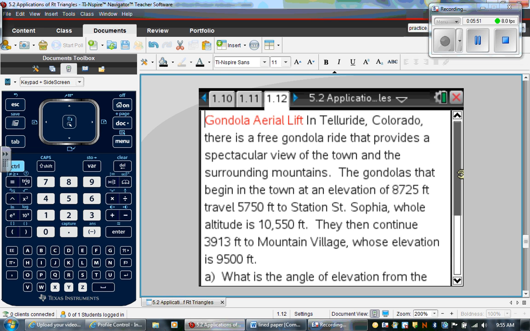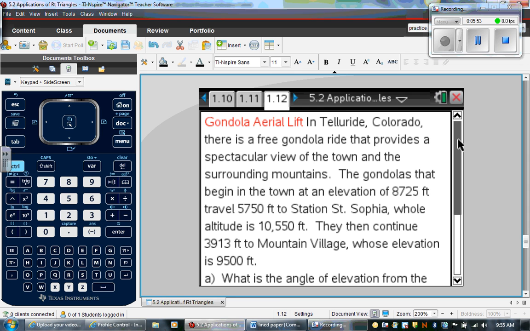All right, so let's look at our next example. Gondola aerial lift in Colorado. There's a free gondola ride that provides a spectacular view of the town and the surrounding mountains. Gondolas that begin in the town at an elevation of 8,725 feet travel 5,750 feet to Station St. Sophia, whose altitude is 10,550 feet. They then continue 3,913 feet to Mountain Village, whose elevation is 9,500 feet.